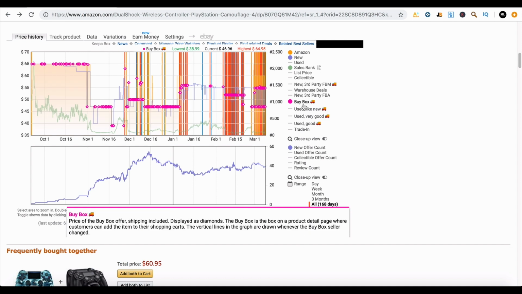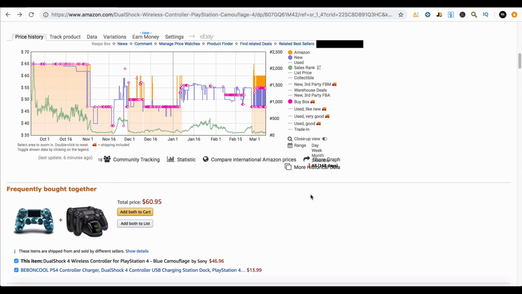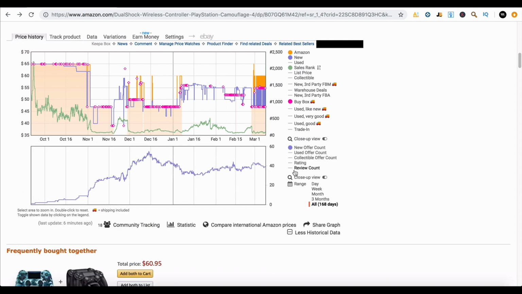So the next one is the buy box, and they are the pink diamonds here. And we want to know who is controlling the buy box, who has the buy box. As we can see, Amazon back here, they had it. And if we can see over here, the third parties have it. They're the pink diamonds. And then down here, if you don't have this bottom area, your graph will most likely look like this. You just click on more historical data and it'll pop it up. And I only have the new offer, which means that it is only showing you the FBA sellers that are selling this product in new condition, which is what we care about.